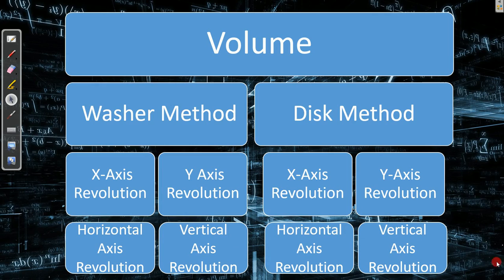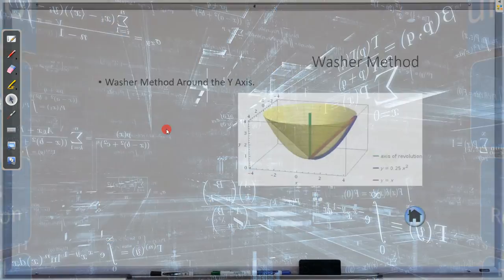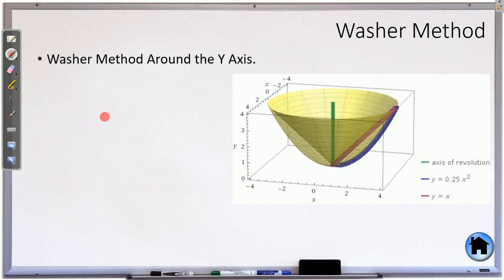We are continuing our road through volume, and so we are now going to look at the washer method again, but this time we are doing rotations around the y-axis or any vertical axis. So a different direction for our rotation, but I'm hoping you can see that the overall method is basically the same as everything we've been doing so far.